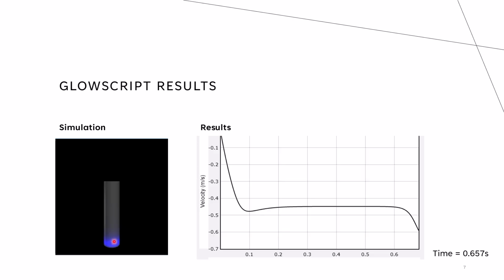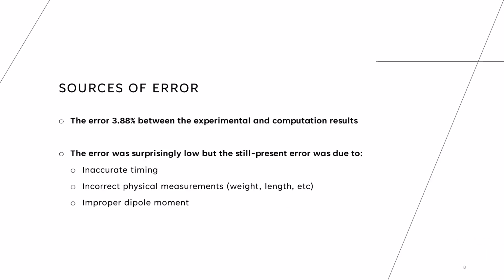Here are the results. This shows the magnet falling down, and here's our velocity versus time graph, and we get a final time of 0.657 seconds. Between the 0.632 and the 0.657, I believe it was an error of less than 4%. That was surprisingly low, but the error is still due to inaccurate timing, incorrect physical measurements of the tube and the magnet, and an improper dipole moment from lab 4.